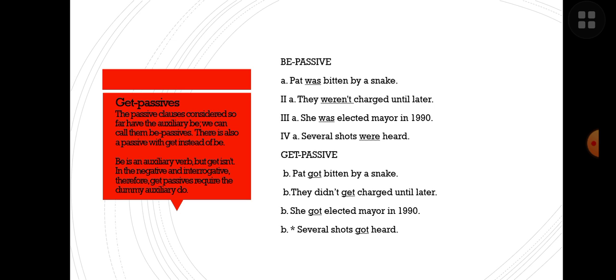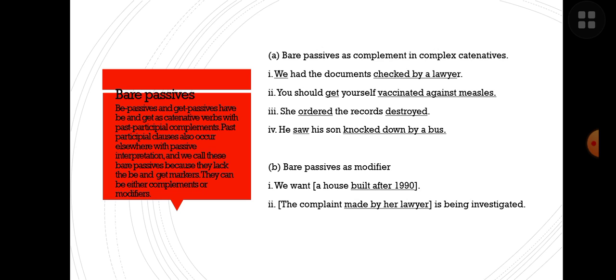Bare passive. Be passive and get passive have be and get as catenative with a past participle complement. Past participle clauses also occur elsewhere with passive interpretation, and we call these bare passives because they lack the be and get markers. They can be either complements or modifiers.